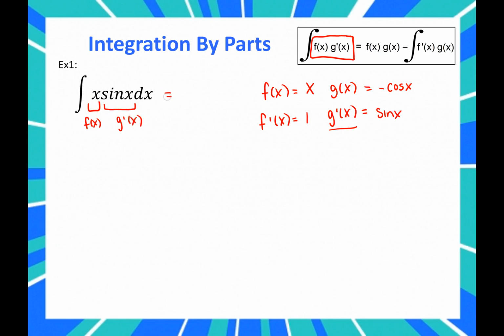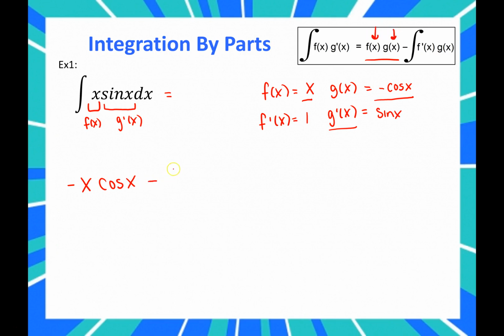So my formula states that the integral of f of x g prime of x, which I have written to the left, is going to be equal to f of x times g of x. So right here, I'm going to write f of x times g of x. Well, my f of x is x, and my g of x is a negative cosine x. So I'm going to have a minus here and then cosine x right there.